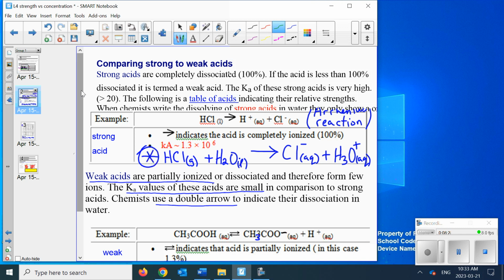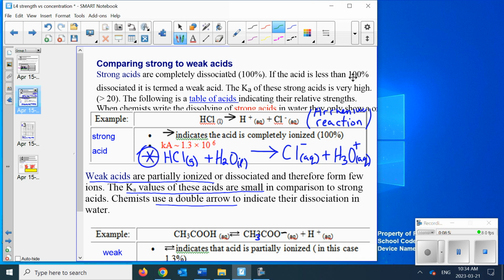I want you to not take notes on this, but strong acids, weak acids. Let's read through this as a group. Strong and weak acids, because we can't tell by just their concentration. It has something to do with it. Strong acids are completely dissociated, 100%. Dissociated or ionized, actually, is a better word. They go one way. They aren't in equilibrium.